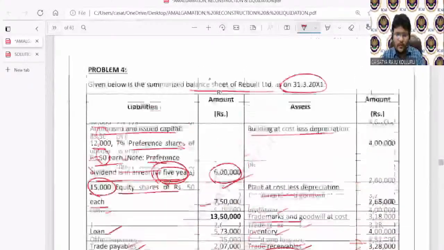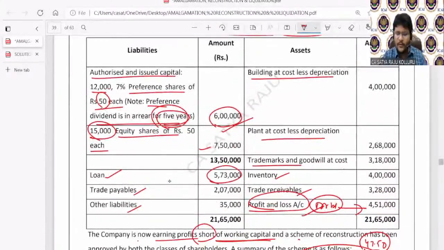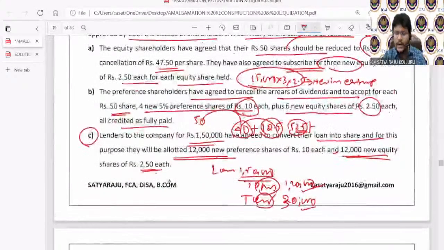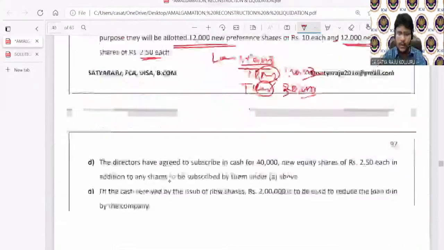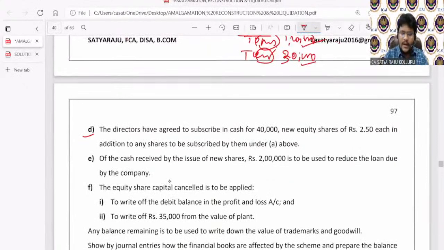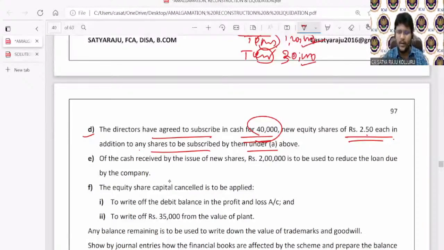If you observe, a huge balance is there under loan amount, which is 5,73,000. Am I right? Out of 5,73,000, you already repaid 1,50,000. Still there is some balance under the loan account. In point number D, the directors have agreed to subscribe in cash for 40,000 new equity shares of rupees 2.50 each, in addition to any shares subscribed by them under A above. Entry: bank account debit to equity share capital account. Direct entry you can pass.